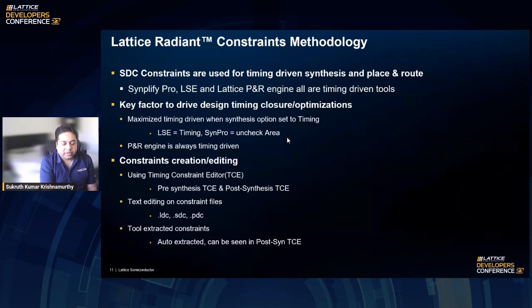For users to input, create, or edit timing constraints, Radiant provides a timing constraint editor. This timing constraint editor can be used during pre-synthesis and also during post-synthesis. A pre-synthesis timing constraint editor is used to provide or create constraints for synthesis. A post-synthesis timing constraint editor is used to provide or create constraints for your post-synthesis, including map and par processes.